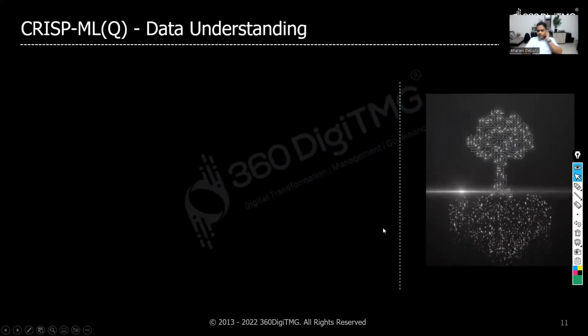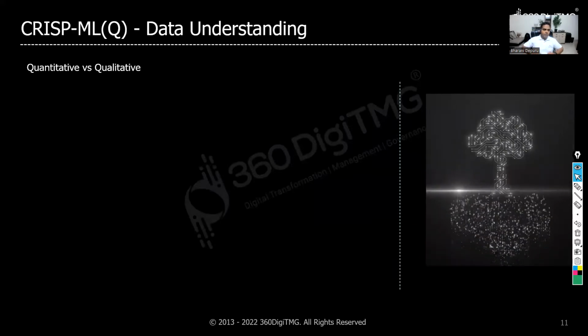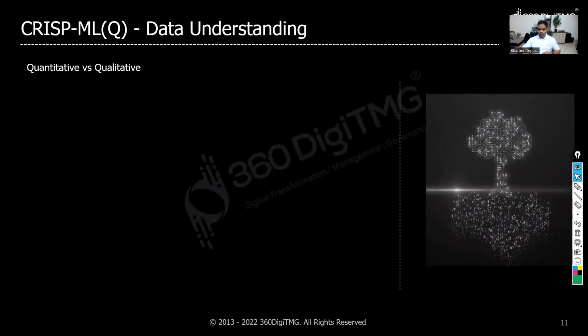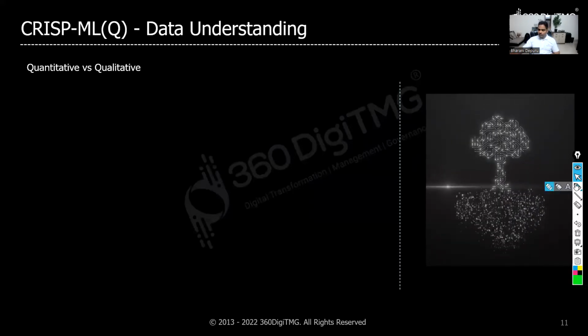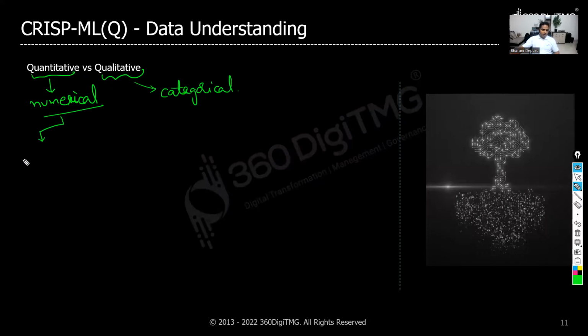Here we go. Let us now understand what is the difference between quantitative data versus qualitative data. Quantitative data means numbers. Any numerical representation, any numerical data would be called quantitative data. And then qualitative data is categorical data. That means your continuous data and count data would be numerical in format, and categorical data would be non-numerical. It would be qualitative.